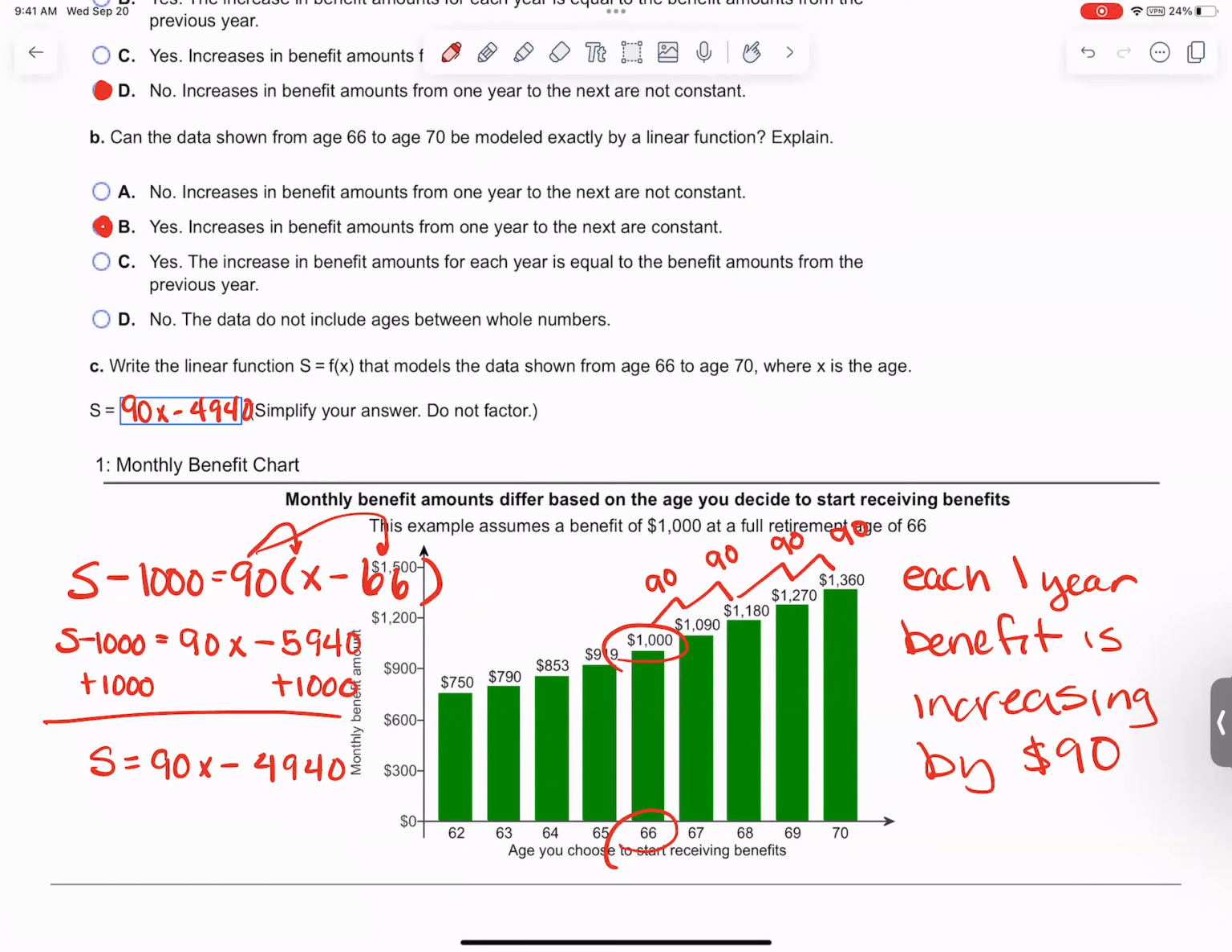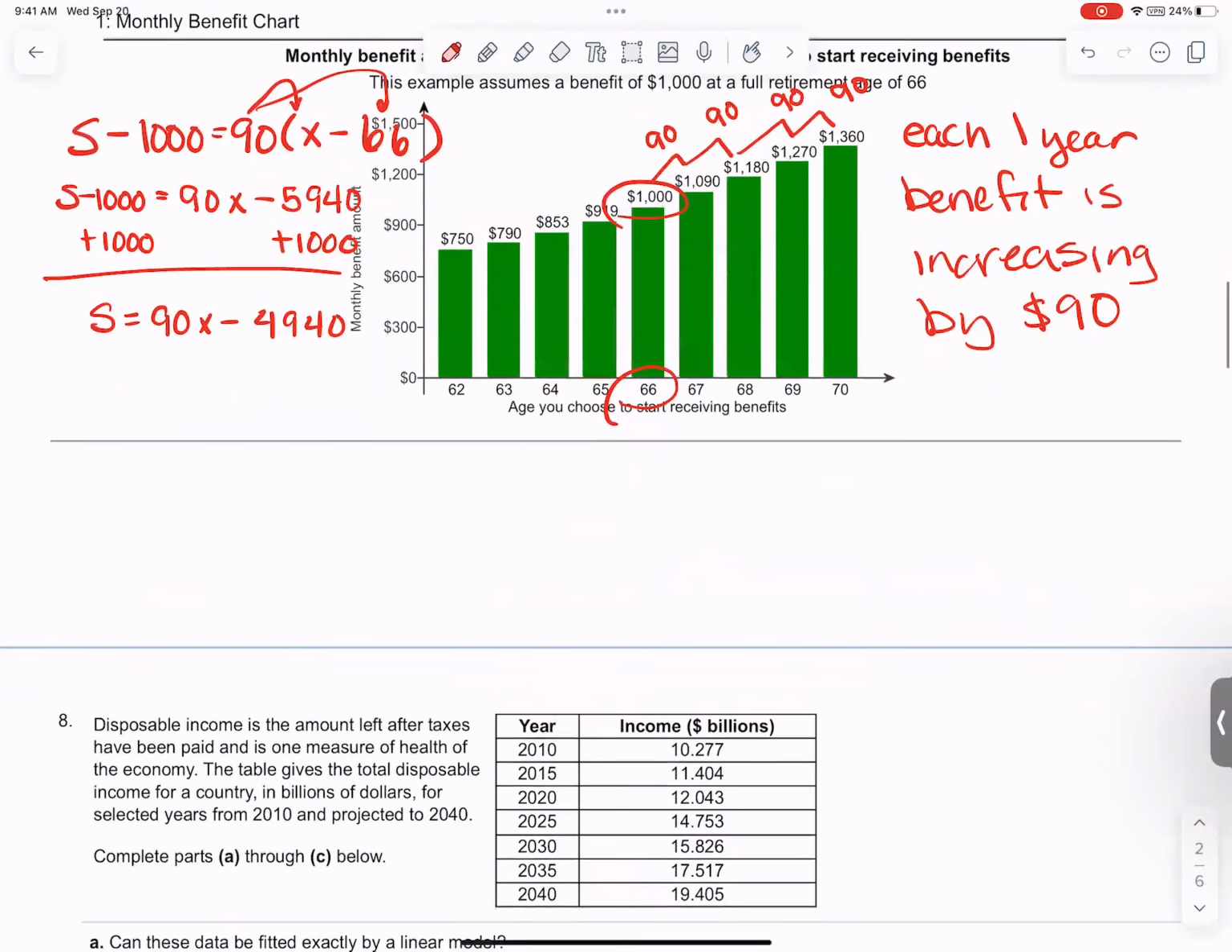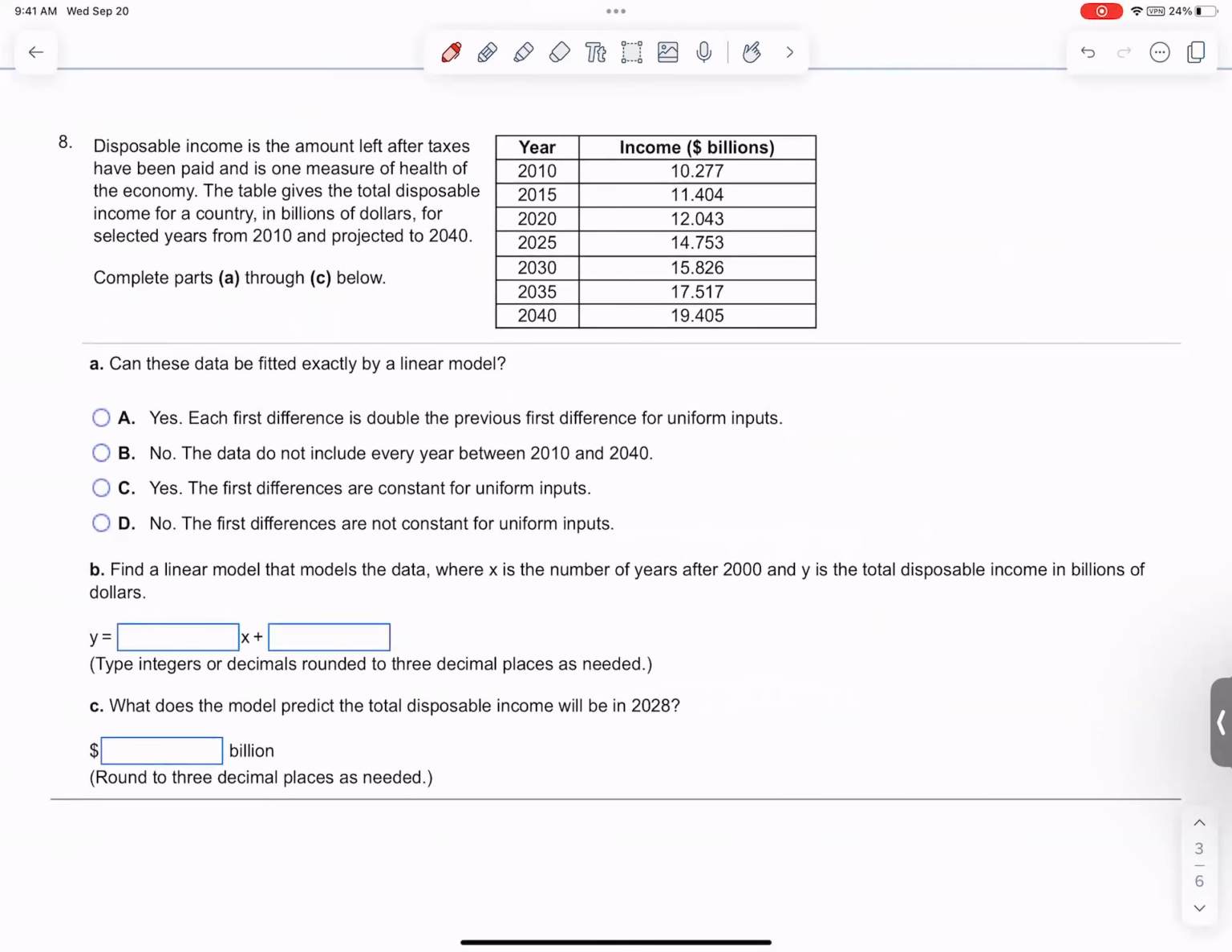Another one to model linearly. Problem 8. Disposable income is the amount left after taxes have been paid and is one measure of health of the economy. It's tough right now. The table gives the total disposable income for a country in billions of dollars for selected years from 2010 and projected to 2040.